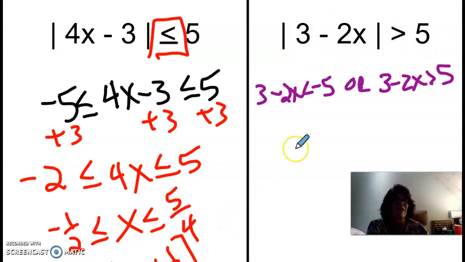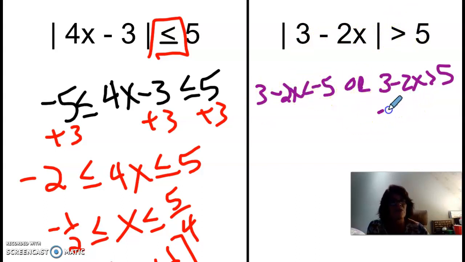That's bigger than 5. Okay, so if it's a greater than problem, we're setting up an or situation, then we have to do either one or the other. So I write the 3 minus 2x without the absolute values, and I write the greater than 5. Or I write the 3 minus 2x without the absolute value, and I switch this and say less than negative 5.